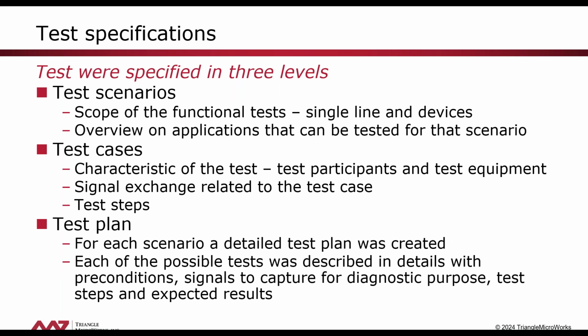Beforehand, we prepared the test specifications. They were prepared in three levels. The top level was the test scenarios, where we developed the scope for the functional tests based on the single line and the devices we need in scope. The overview of the applications that can be tested for that scenario was also included there. Then we had a second document that described the test cases, characteristics of each of the test participants and test equipment, signal exchange related to the test case, and the different test steps.